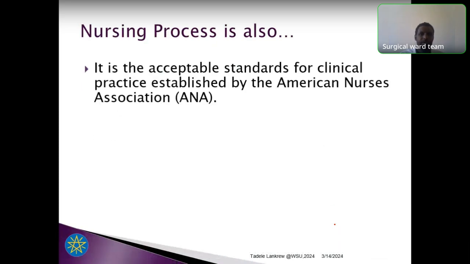It is an acceptable standard for clinical practice established by the American Nurses Association. It is acceptable throughout the world. It is a standard that is applied in any setup with any age category. It is applicable for clinical practice established by the American Nurses Association, and it is applied anywhere, in any health setup, with any age category. And it is a cornerstone of nursing practice.